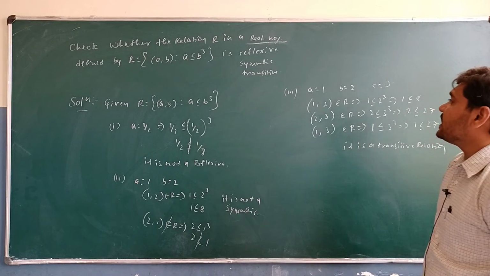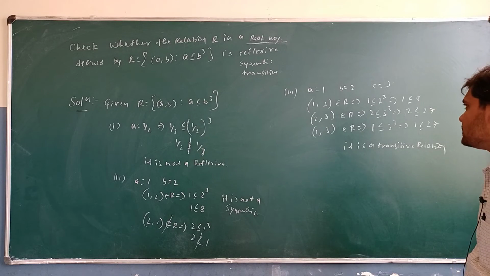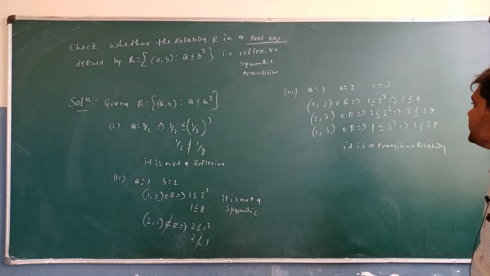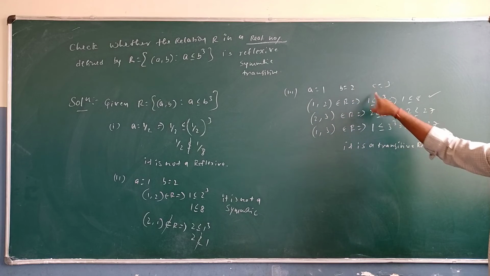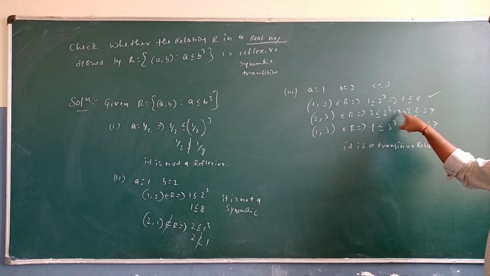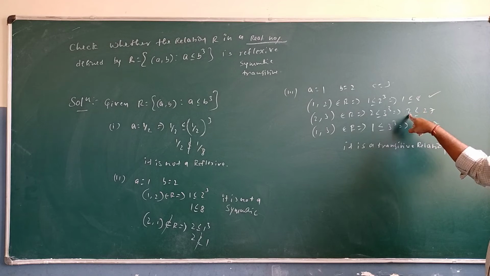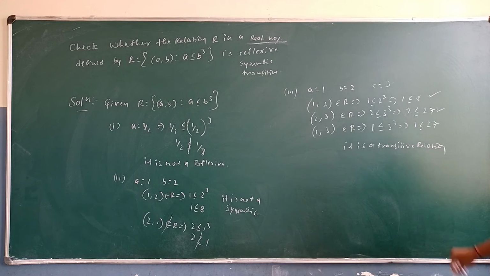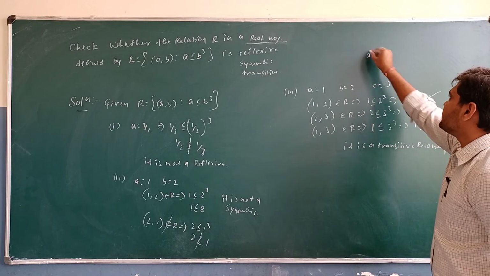symmetric. Suppose I am taking A is equal to 1, B is equal to 2, and C is equal to 3. So (1, 2) belongs to R, and 1 less than or equal to 2 cube means 1 is less than or equal to 8. So it satisfies (A, B) belongs to R. So I am taking (2, 3), meaning (B, C) belongs to R. So 2 less than or equal to 3 cube is going to be 2 less than or equal to 27, because the value of 3 cube is 27. So 2 is less than or equal to 27 here. So it satisfies (B, C) belongs to R. So the third one is (A, C) belongs to R.